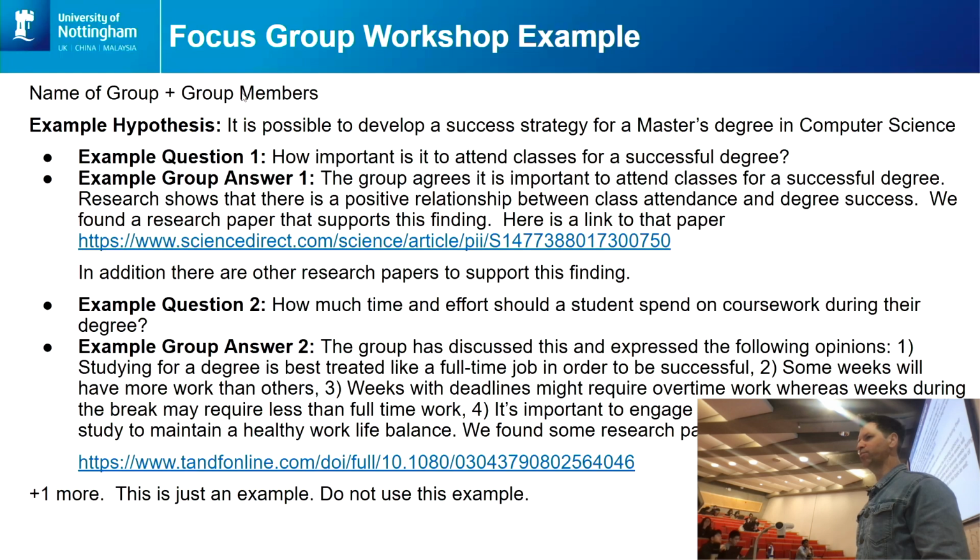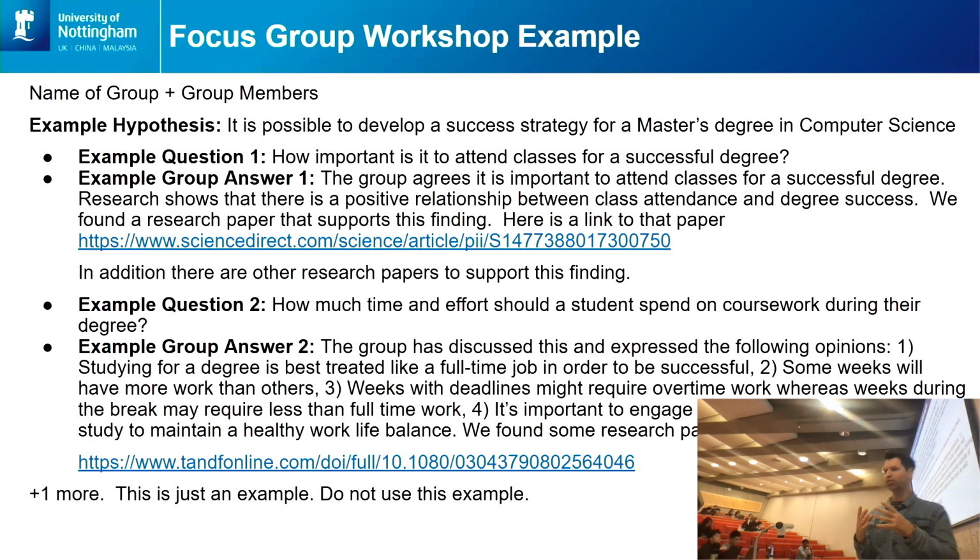You have the name of the group plus the group members. This is just an example hypothesis. Is it possible to develop a success strategy for a master's degree in computer science? That's an example of a very generic one. Not exciting. I hope yours are more creative and more exciting than this. So there are 2 example questions. You need 3, right? Example question 1: how important is it to attend classes for a successful degree? And then you discuss this question amongst the group, and you form a group answer.